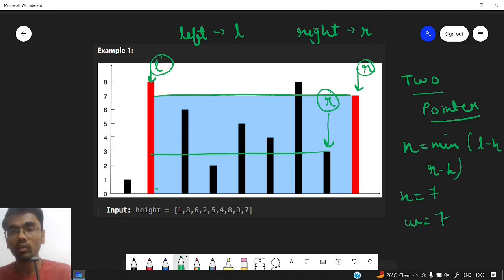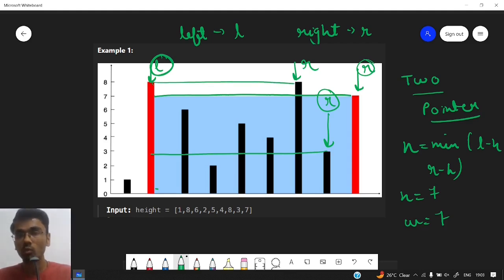Again we will see what is the minimum, left height or right height. We will see that right height is minimum, so we will move our right pointer to the left side. Now our right pointer is here. Again we will compute the total amount of water stored by these two lines. Again we will do the same thing, compare it with the current maximum and update if we are getting a higher maximum or not.